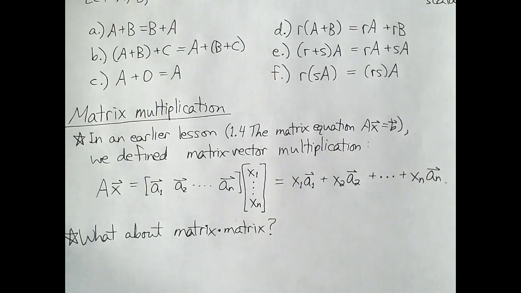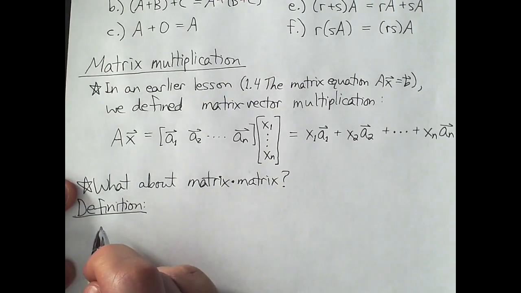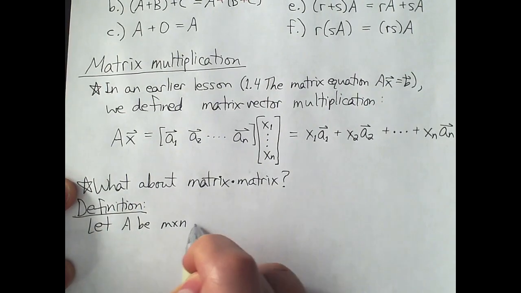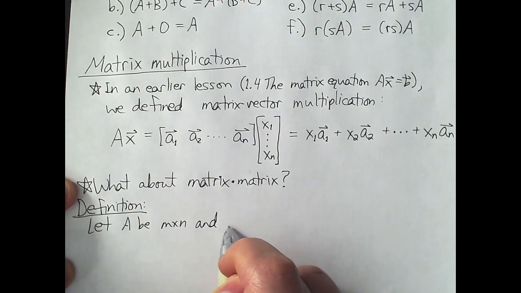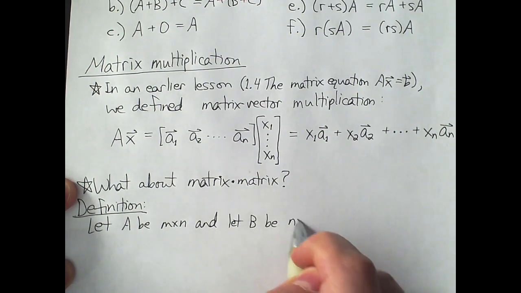Now, there's a couple of different ways to answer this question, actually. How do you multiply a matrix times a matrix? So, first of all, let's start with the definition. We'll have the definition way of doing things, and then we'll have another way of doing it. So, definition, let A be m by n, and let B be n by p.